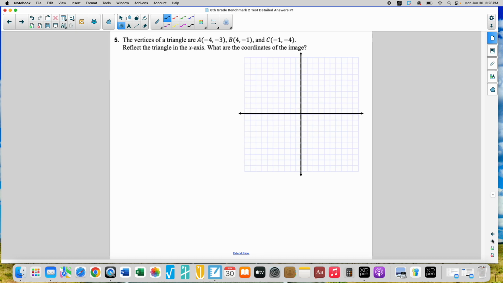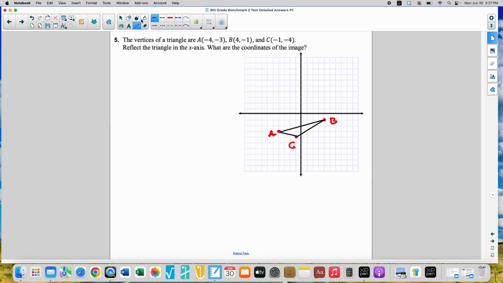Number 5, the vertices of a triangle. A is (-4, -3). That would be point A. B is (4, -1). That's B. And C is (-1, 4). So that's C. Let's attach them.